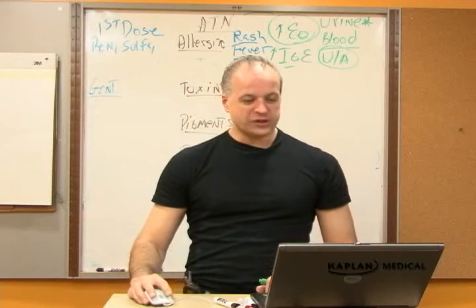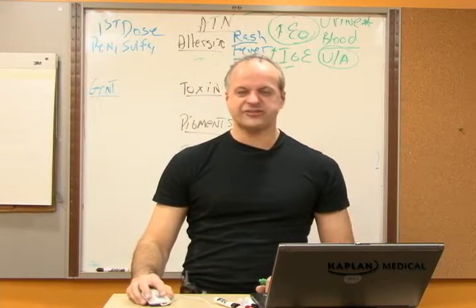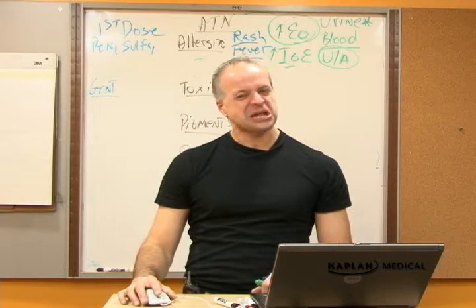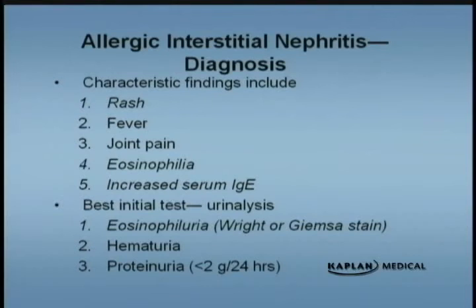So you ready? What's different about allergic? Rash, fever. And you go, yeah, come on, man. Anybody who's got an infection can have a fever. Yeah, but they don't get allergic drug rash. Well, then they don't have eosinophils. So therefore, eosinophils in the urine is the best initial test. However, you can't tell that they're eosinophils on a regular urinalysis.